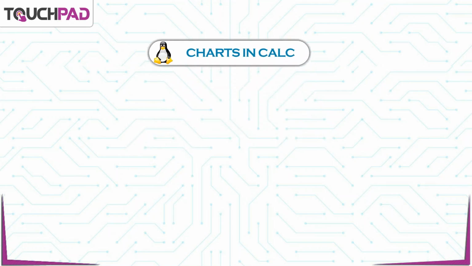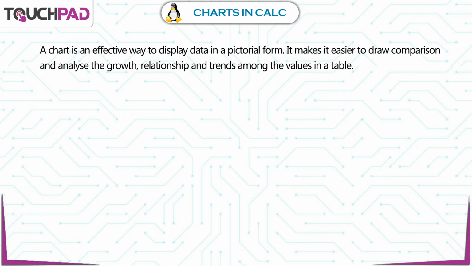Charts in Calc. A chart is an effective way to display data in a pictorial form. It makes it easier to draw comparison and analyze the growth, relationship, and trends among the values in a table. Components of a chart. A chart has the following components.